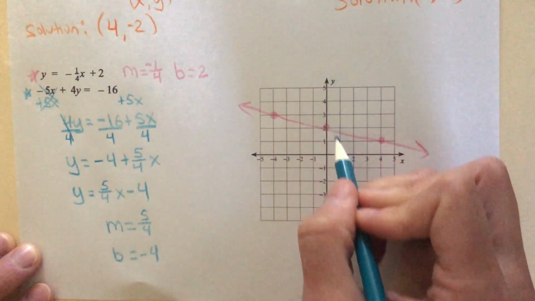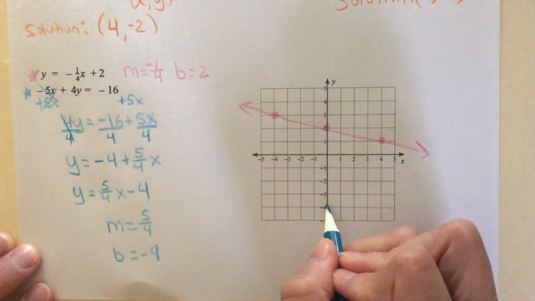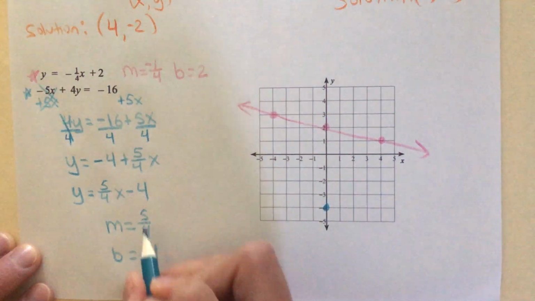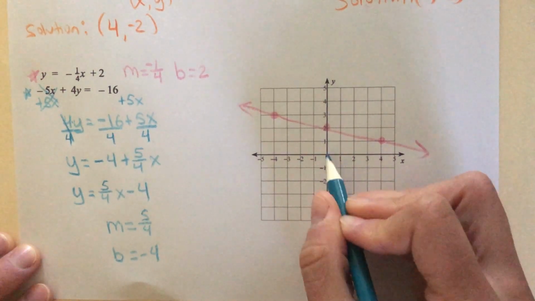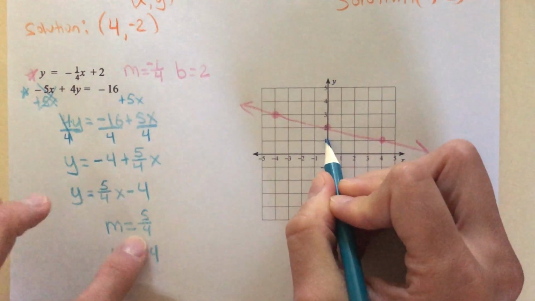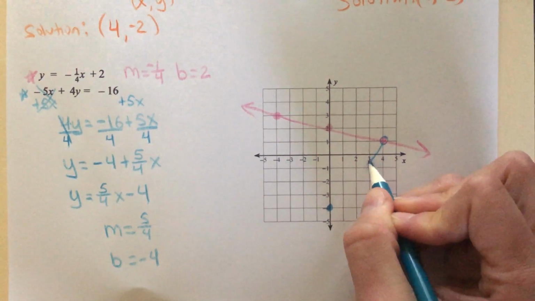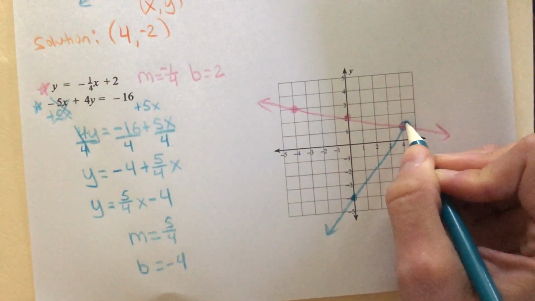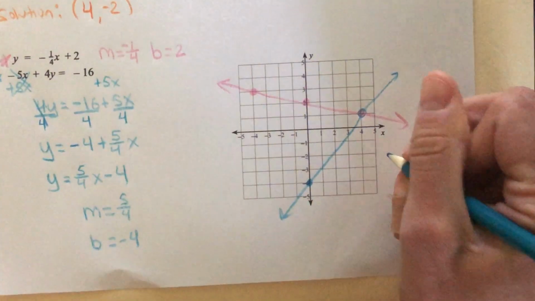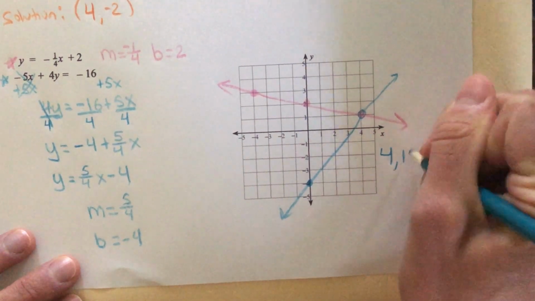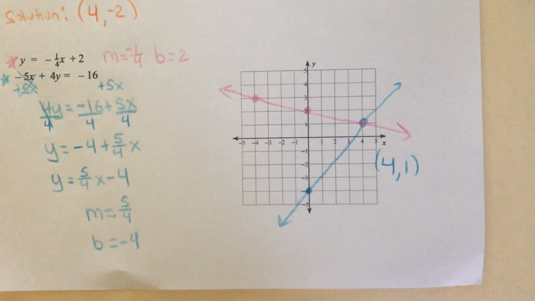So I'm going to plot my y-intercept on my coordinate plane at negative 4. And then I'm going to count my slope. My rise this time is 5. 1, 2, 3, 4, 5. And my run is 4. 1, 2, 3, 4. And that's the only point that I could fit on this coordinate plane. So when I play connect the dots, I notice the solution is at the coordinates 4, 1. Since my x value is 4, my y value is 1.